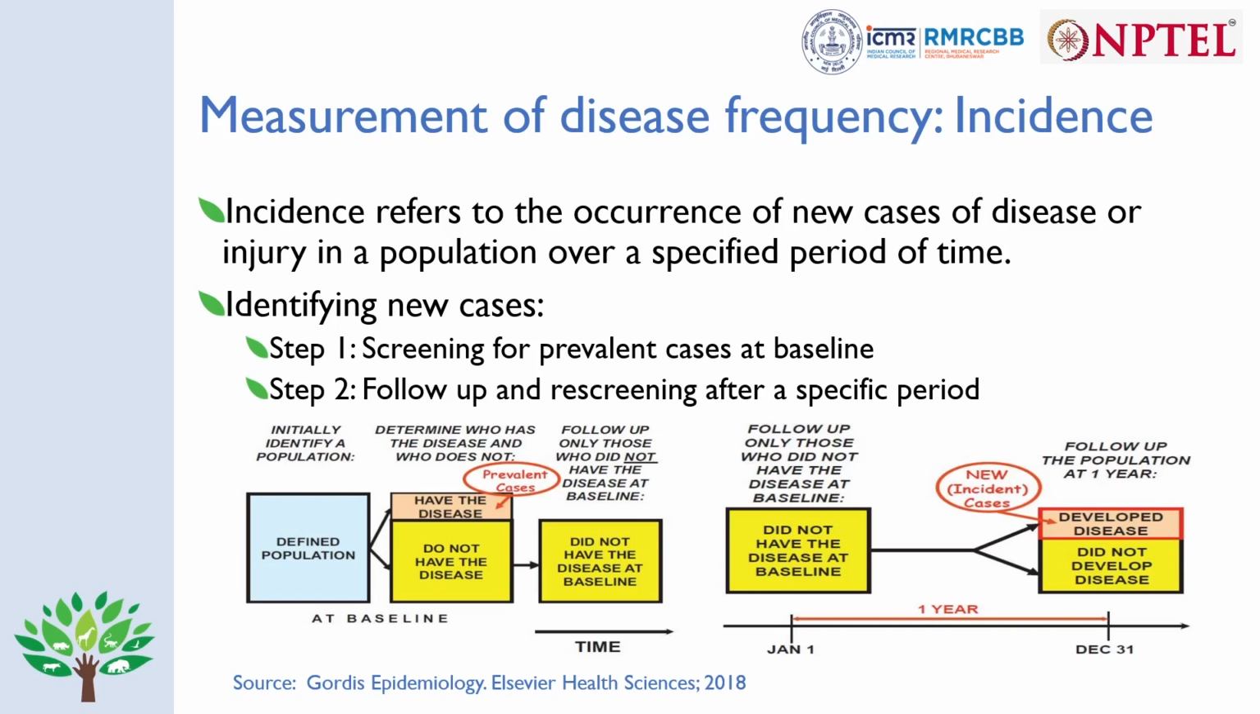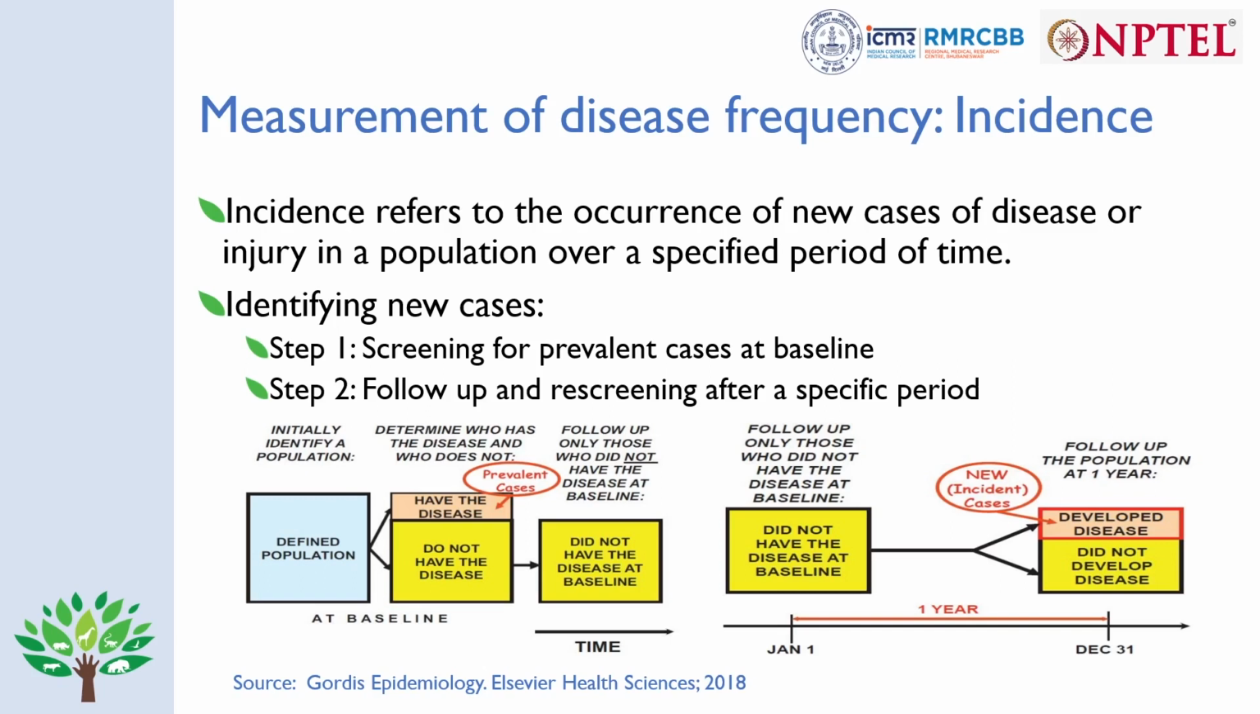As I have said, step 1 will screen for the prevalent cases. The prevalence is something I will talk about in the next slide. And step 2 will be follow-up and rescreening after a specific period, to see whether the people without the disease or disorder are developing the disease.